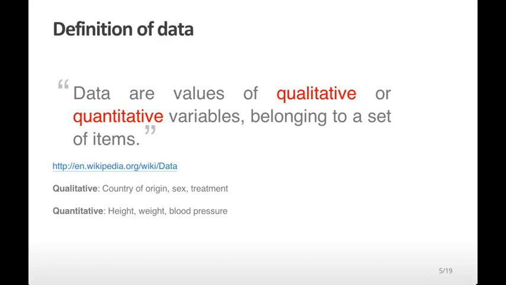Qualitative variables are variables that can be defined by a label and have discrete values. So for example, some qualitative variables in a clinical study would be country of origin, the sex of the patients, or the treatment that they've received. Meanwhile, quantitative variables are numerical variables that are observed on a particular sliding scale. So for example, height, weight, and blood pressure of patients are all quantitative variables because they are measured on a numerical scale.